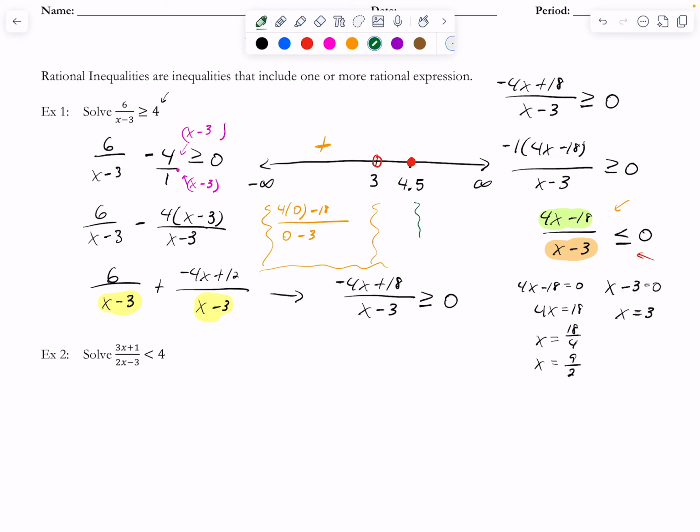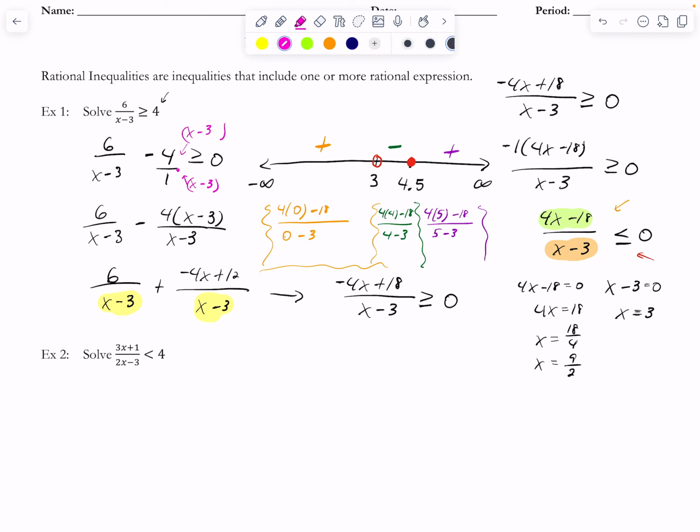If I do the same thing here, a number between 3 and 4.5, I'm going to choose 4. So 4 times 4 minus 18 over 4 minus 3. In the numerator, that's 16 minus 18, which is a negative number. 4 minus 3 is a positive number in the denominator. A negative over a positive is a negative. And last but not least, you can choose any number between 4.5 and infinity. I'll just choose 5. So 4 times 5 is 20. 20 minus 18 is a positive. 5 minus 3 is 2. That's a positive over a positive, which is a positive.